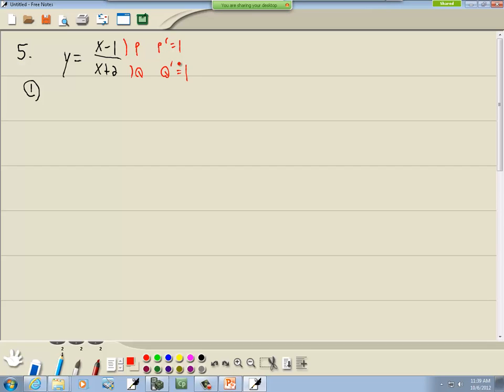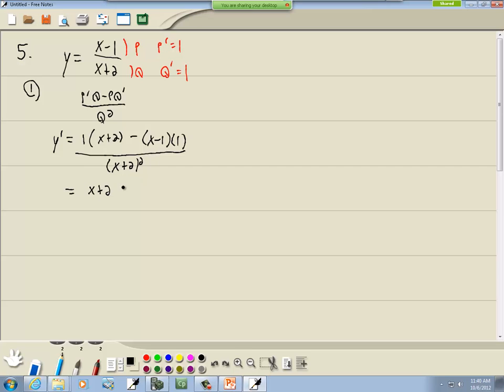Okay, so let's plug this into our formula. It's p prime q minus p q prime over q squared. Well, p prime we said was 1 times q, which was x plus 2, minus p, which was x minus 1, times q prime, which was 1, over q squared. So we got x plus 2 squared. That gives us x plus 2. Remember, a minus out in front flips the sign of everything inside. So the positive x becomes a negative x. The negative 1 becomes a positive 1. Over x plus 2 squared.